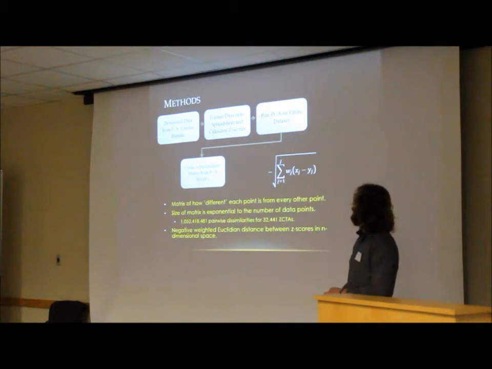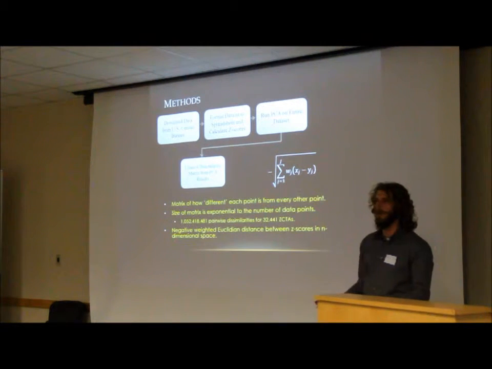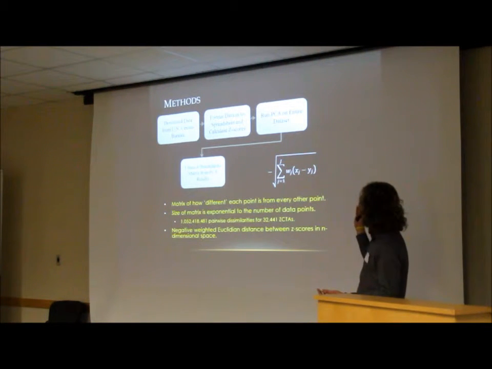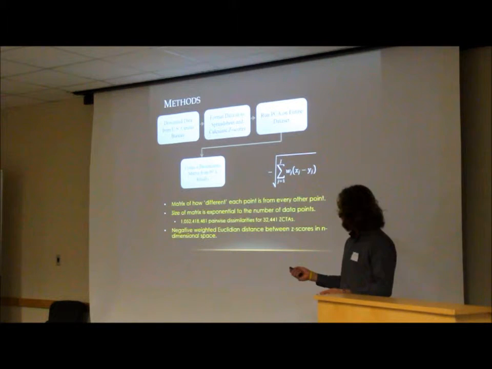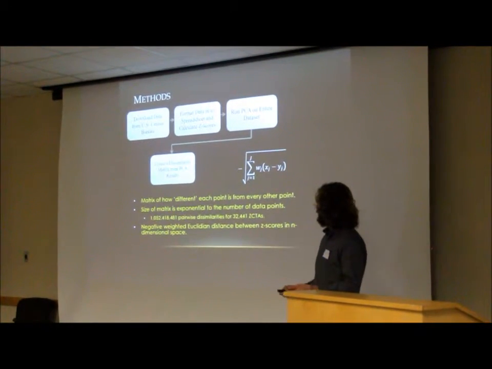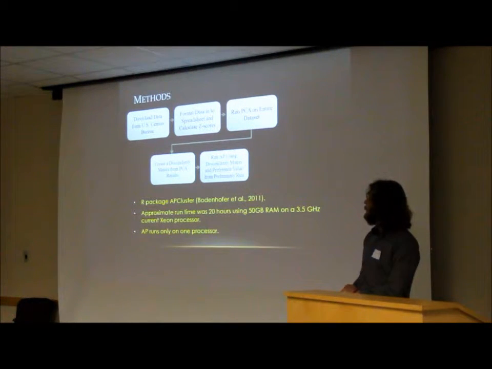To create the dissimilarity, we used a negative weighted Euclidean distance between z-scores in n-dimensional space. The principal component analysis resulted in 26 components, and we weighted those and then calculated the z-score, or the negative Euclidean distance. So we ran affinity propagation using an R package called APCluster.